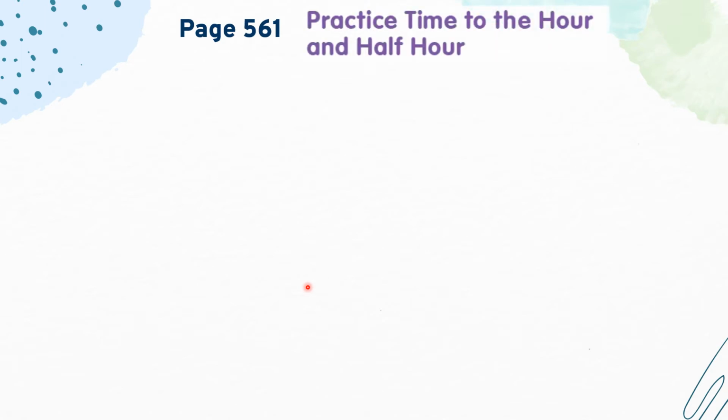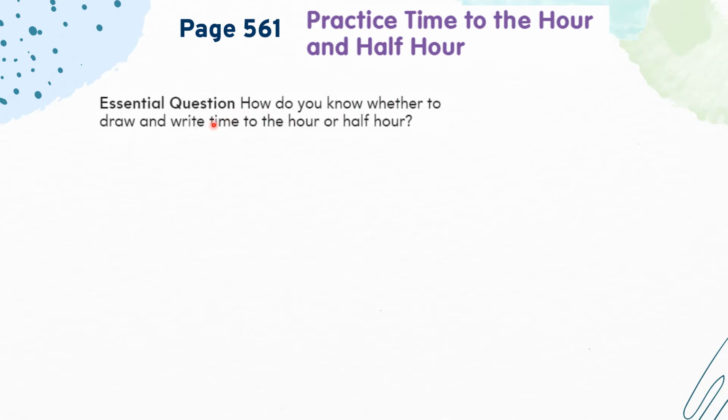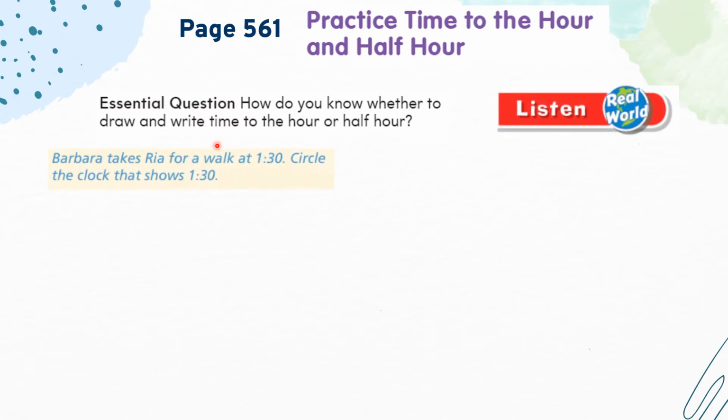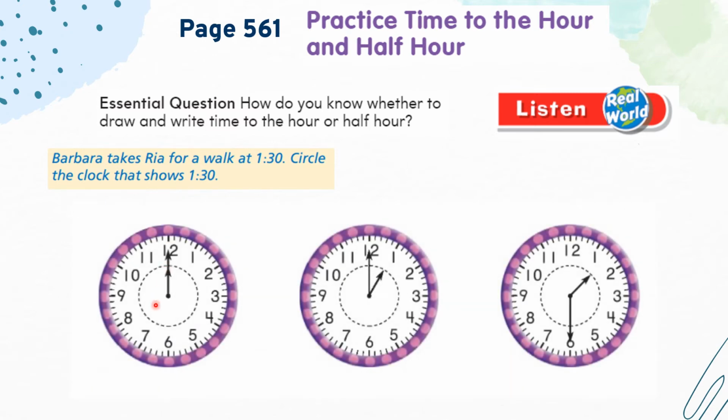Okay? Now on the same page 561, let's look at the other part of the same question. It is the practice time to the hour and half hour question. Essential question. How do you know whether to draw or write time to the hour or half hour? Let's look at the other part of the question. Now Barbara takes Ria for a walk at 1:30. Circle the clock that shows 1:30. We have three clocks now.